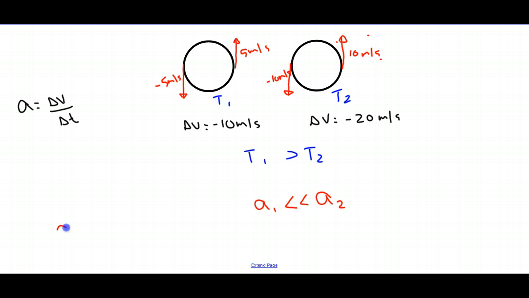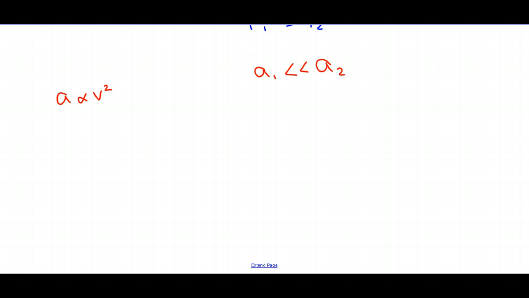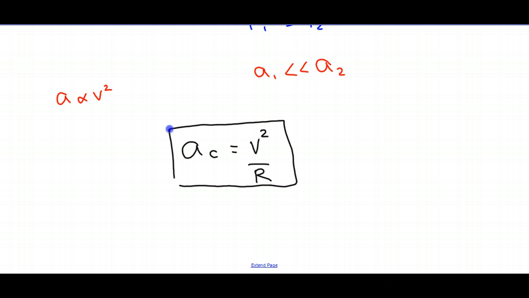So that tells us that acceleration is at least directly proportional to velocity. And in fact, because there are two factors that are changing, it's directly proportional to velocity squared. And so the result is that we get an equation for our acceleration when we're going around in a circle. Our centripetal acceleration, the amount of acceleration that's pulling us in toward the center of our circle, is equal to v squared over r, where v is our velocity or speed, the magnitude of the velocity, and r is the radius of the circle.